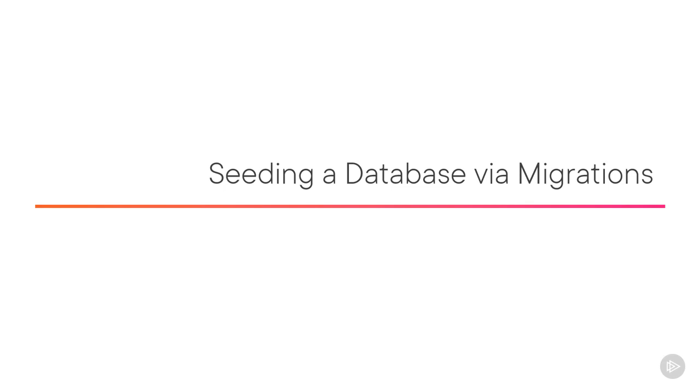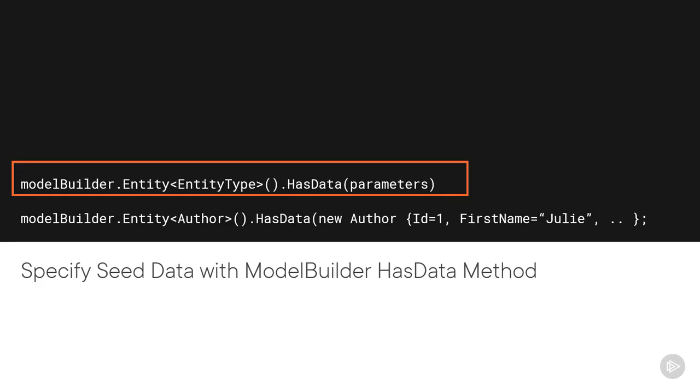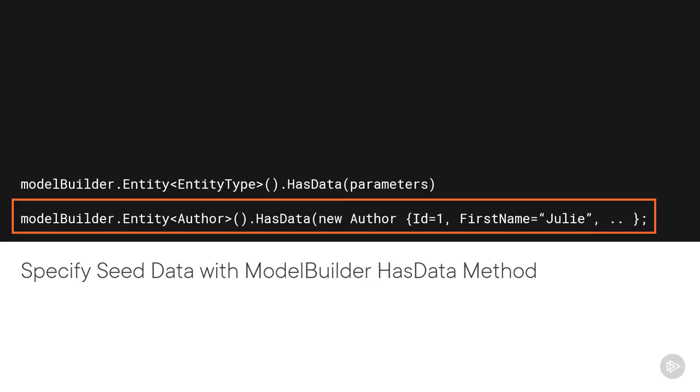Since we've wiped out all the data from the original database, I'll show you another feature of migrations, seeding data into a database. Seed data is specified in the model builder with a method called HasData, and you apply that to a particular entity. So we'll seed some authors into the database, and I'm using the generic Entity method of the model builder to tell it I want to do something to how the model builder sees the Author entity.